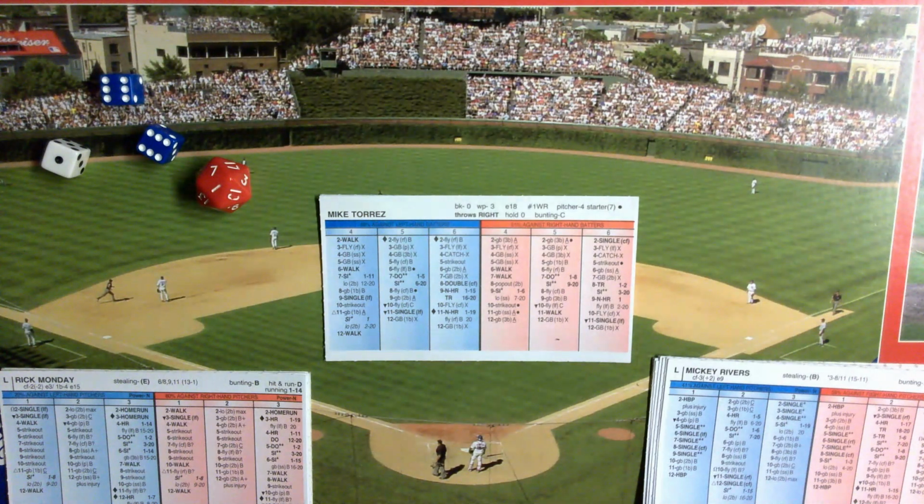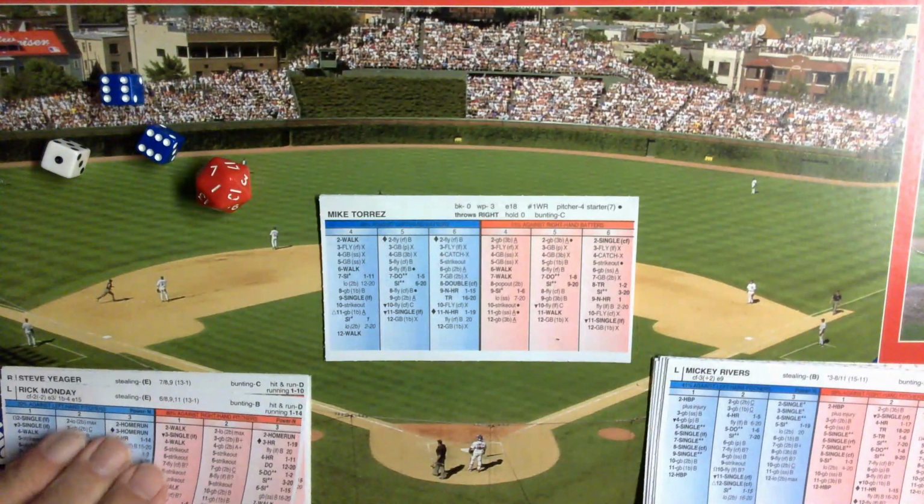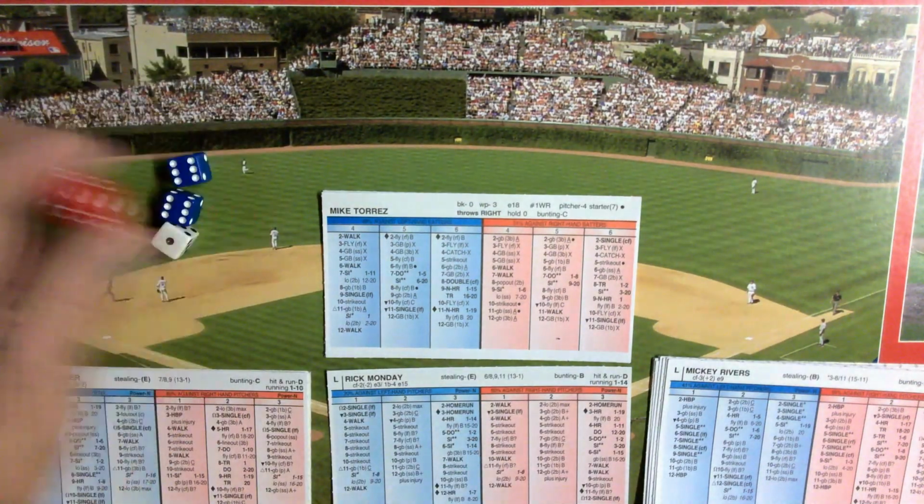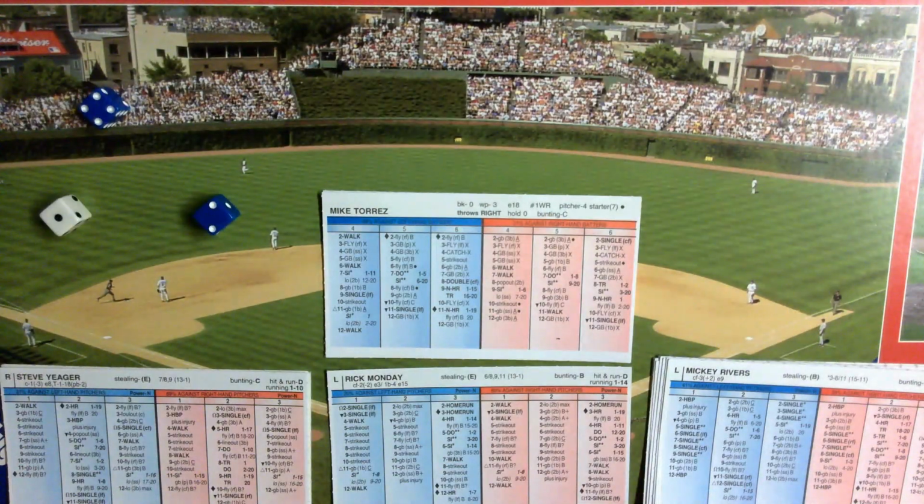All right. So now bases are clear. We have the left-handed hitting Rick Monday up. 2 down. That's a 1 and a 6 against a right-handed pitcher, and that's a strikeout. So big inning for the Dodgers as they look to clinch this in the Bronx. After a half inning, it's the Dodgers 4 and the Yankees 0.